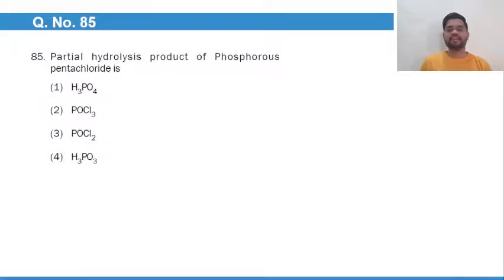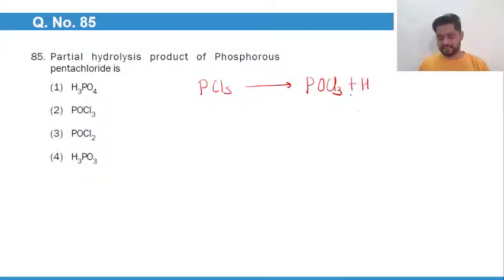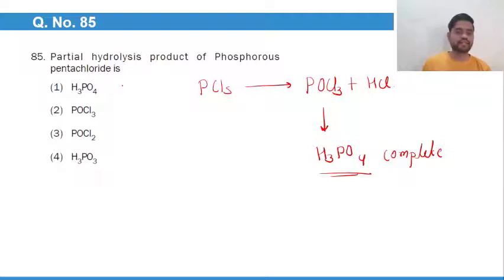85. Partial hydrolysis of phosphorus pentachloride. So phosphorus pentachloride, that is PCl5. If you do partial hydrolysis, you will get POCl3 plus HCl. Okay, here if you do partial hydrolysis, so it will give you this. And if you do complete hydrolysis, you will get H3PO4. This is complete. If not, phosphoryl chloride, that is POCl3. And hence 85, option number 2 will be the right one.